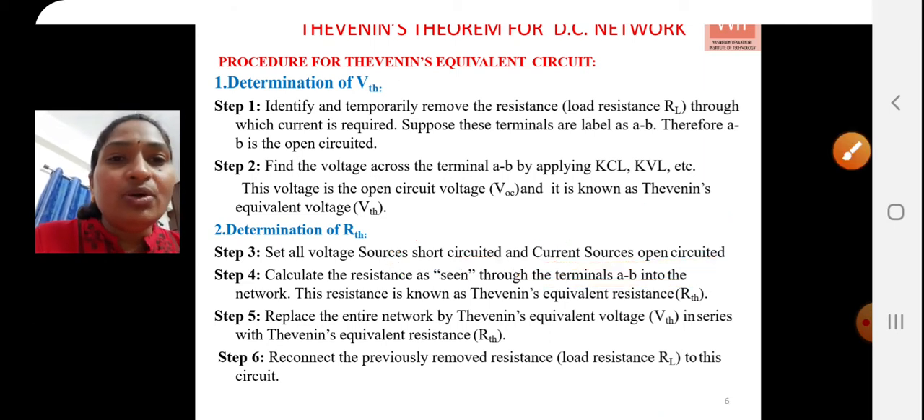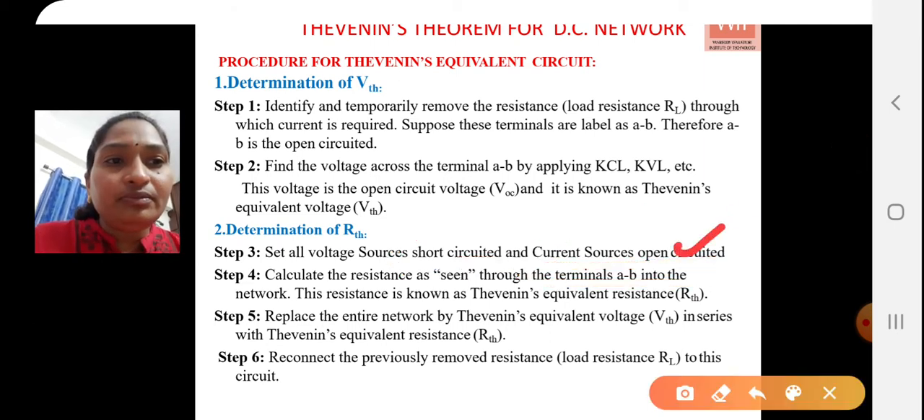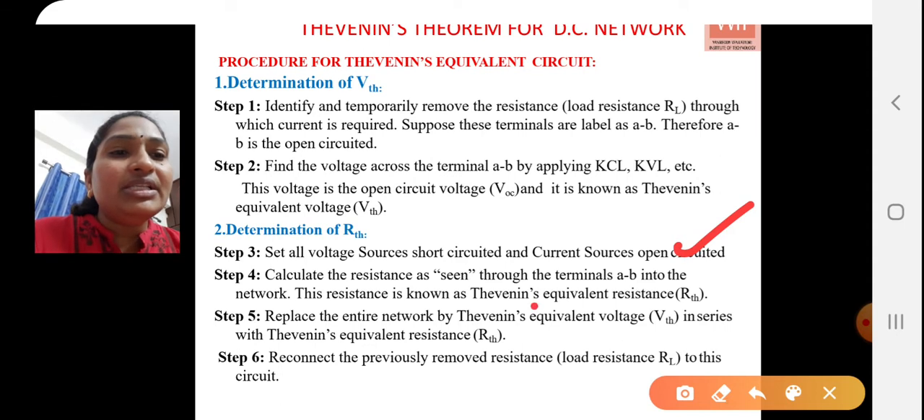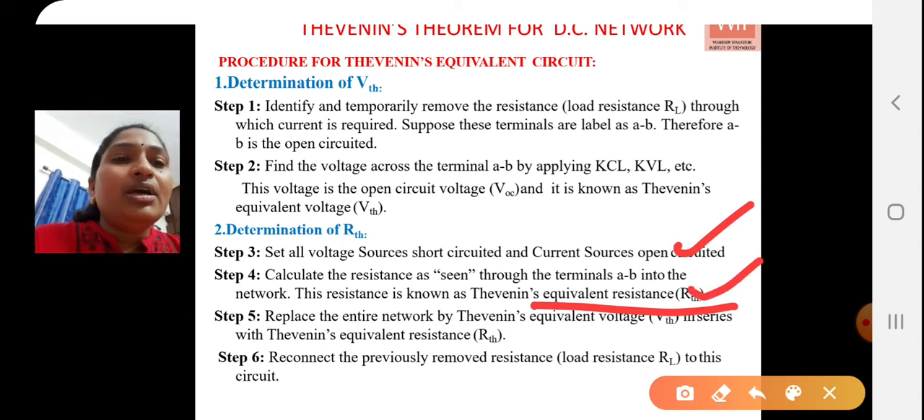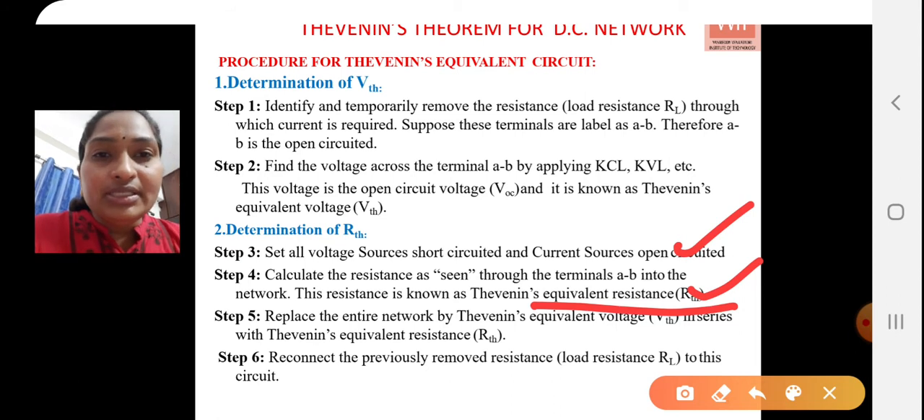So after removing all the sources, across the terminals A and B, we need to find the equivalent resistance, that is called RAB, that is the resistance as seen from the terminals A and B. We have to calculate Thevenin's resistance, which is nothing but the equivalent resistance across A and B after removing all the sources.